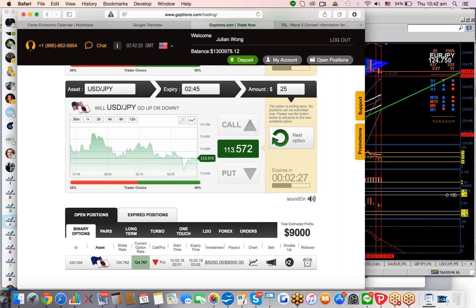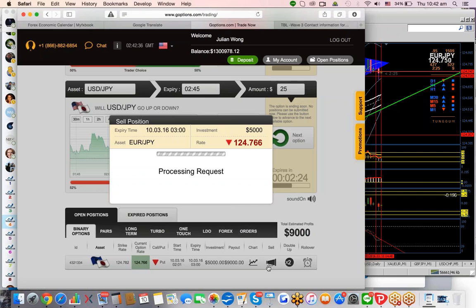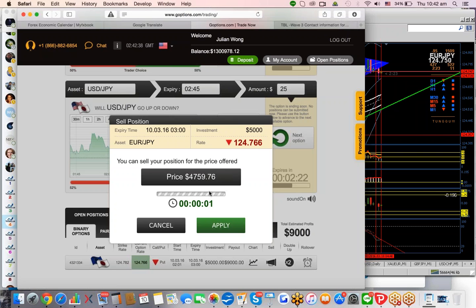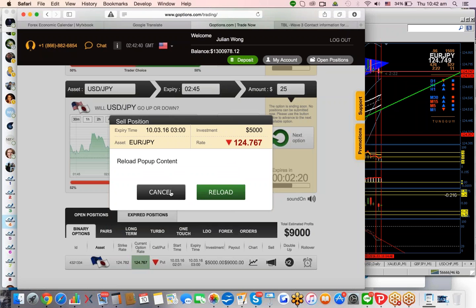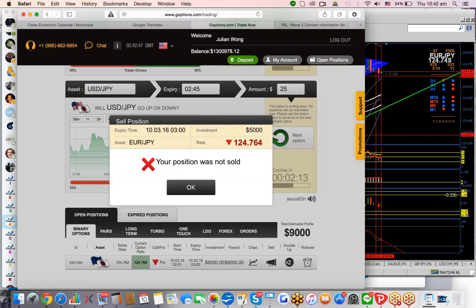Actually, now it might be worth a little bit more money because it is in the money. I noticed that when they remove the spread and it's in the money, the selling price actually goes up.